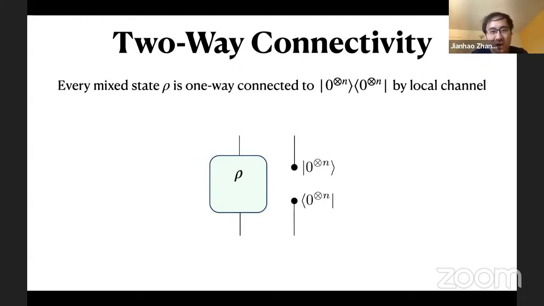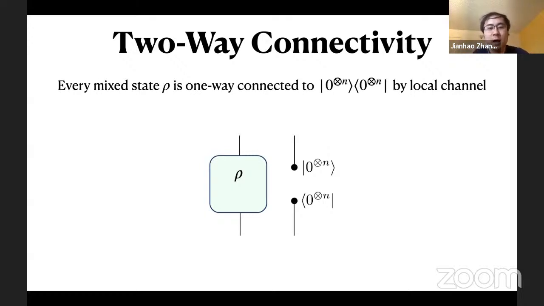So unfortunately, the quantum channel is like that: if two density matrices can be one-way connected by a quantum channel, it's not necessarily true that there is another channel to drive the final state back to the original state. Let me show you a very extreme example: every single mixed state is one-way connected to a product state by a local quantum channel.